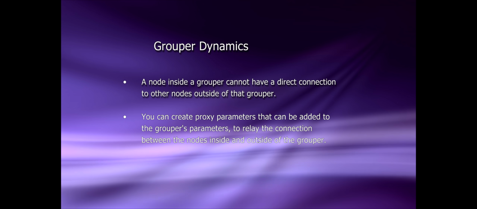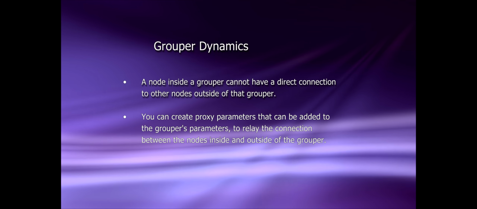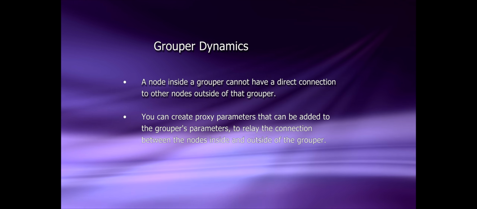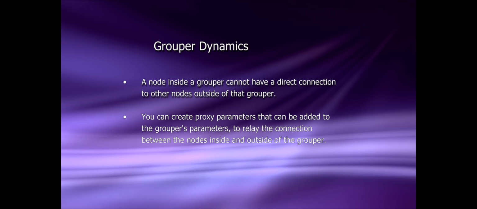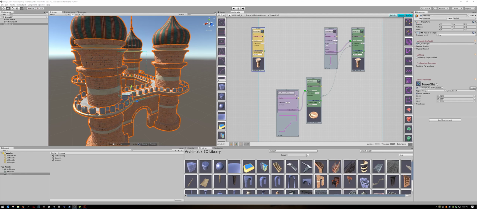The nodes that you put inside of a grouper cannot have a direct connection to other nodes outside of the grouper, but you can create proxy parameters that can be added to the list of the grouper's parameters to relate the connection between the nodes inside and outside of the grouper. Let's start a new scene and see how groupers can be created and used.